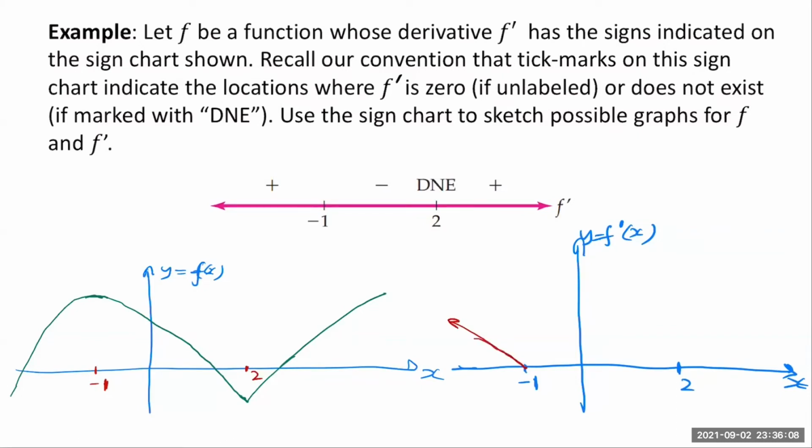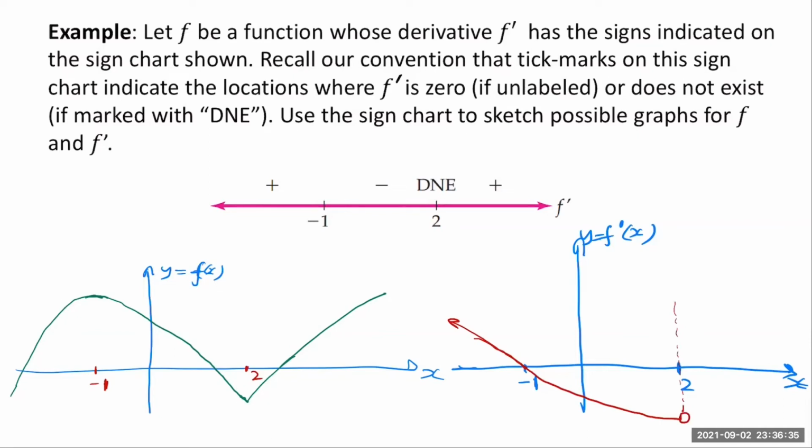At minus 1, it is 0. I know that the derivative is 0 at this point. And then between minus 1 and 2, it is negative. Derivative is negative. So you would have a shape like this. And notice that at x is equal to 2, your f prime is not defined. That means I'm going to have something like this. Okay, at this point, it is not defined.